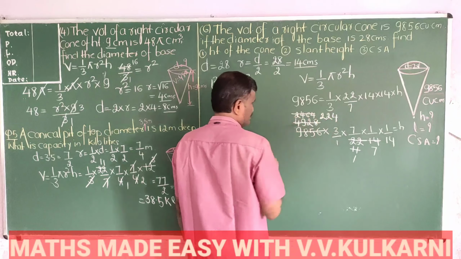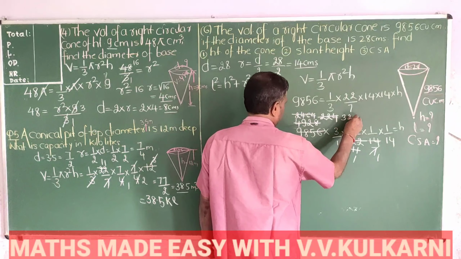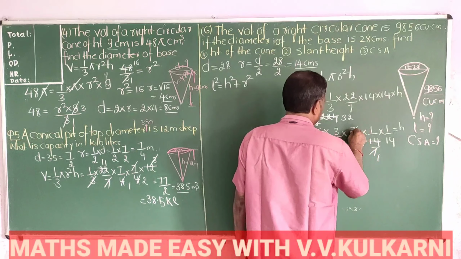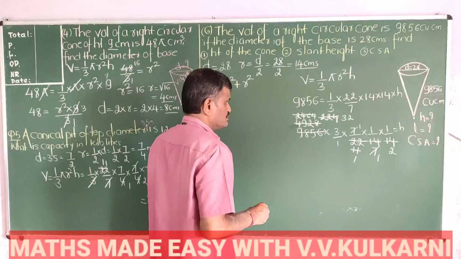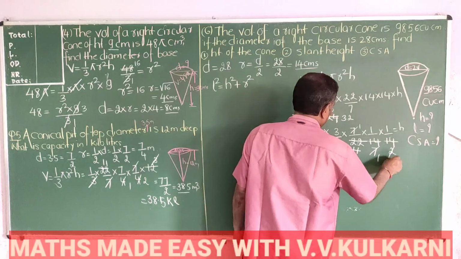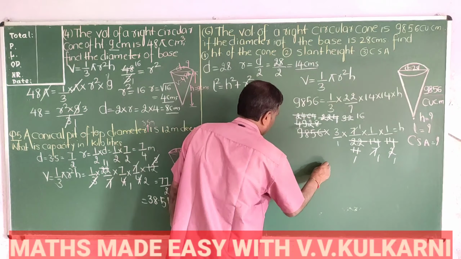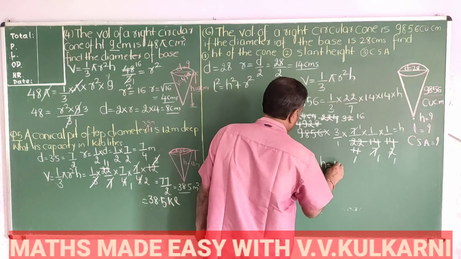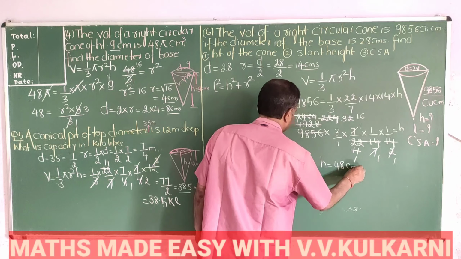Then again, 7 1s are 7, 7 3s are 21, 7 2s are 14. Again, any possibilities there? 7 1s are 7, 7 2s are 14. Then 2 1s are 2 and 2 16s are 32. So height is equal to 3 multiplied by 16, and that is equal to 48 centimeters.